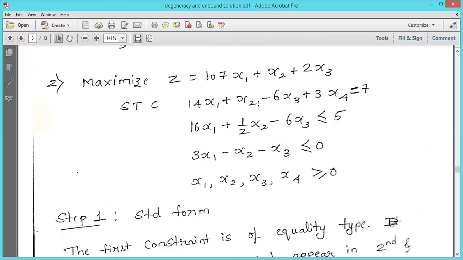Here, if you observe all the constraints, just look at the variables present in them. The variables x1, x2, x3 are present in all three constraints. The x4 variable is not present in the second and third constraints. So we can treat x4 as a slack variable, but we know that for a slack variable the coefficient value should be 1. To make it 1, we have to divide this entire constraint by 3.